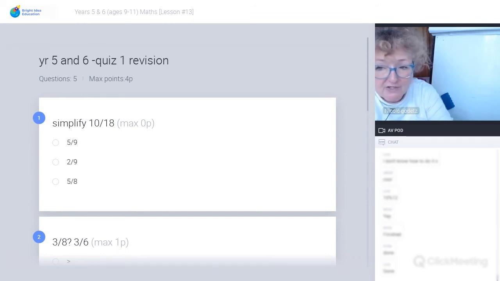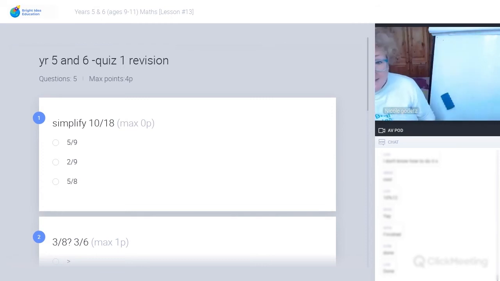Which is the largest fraction? Okay, largest fraction, best bit of pie. I think about that 4/8 as a half. Okay, what's the best bit of pie?